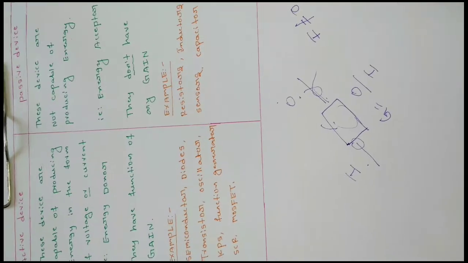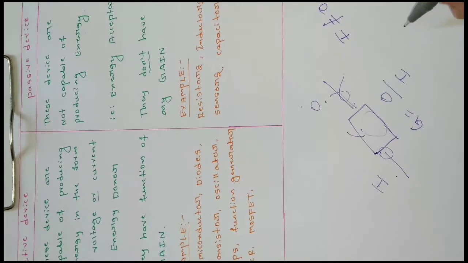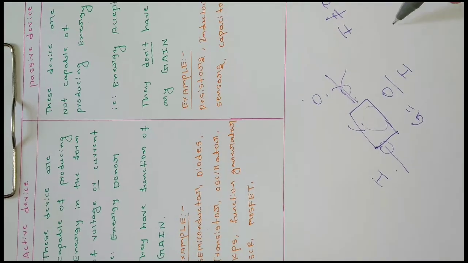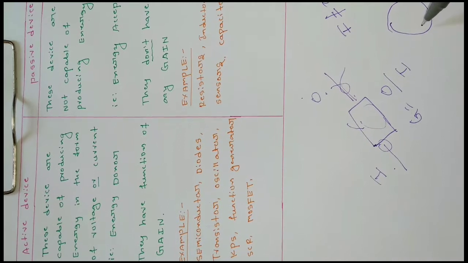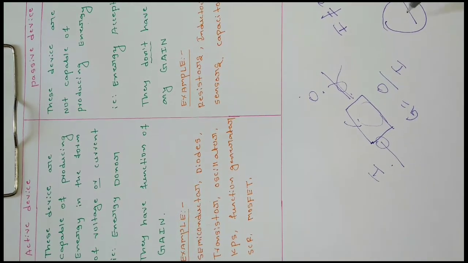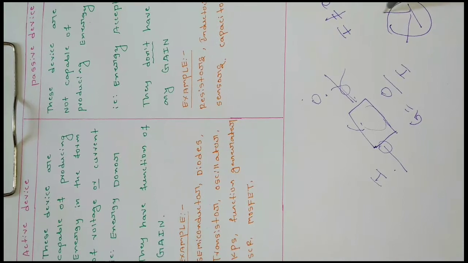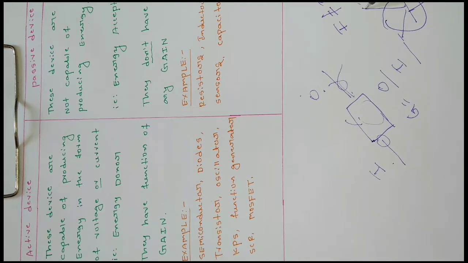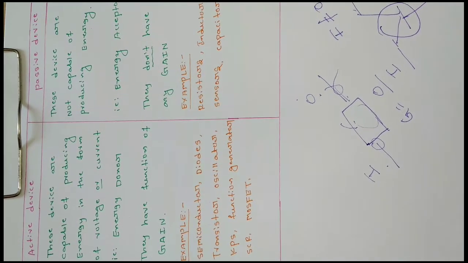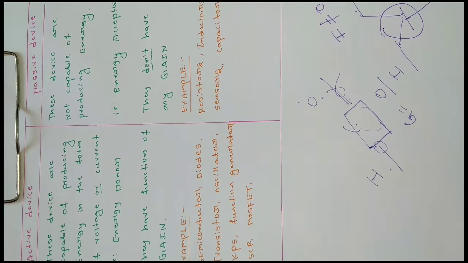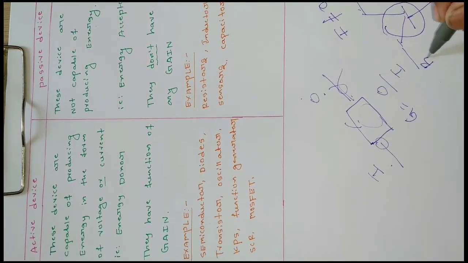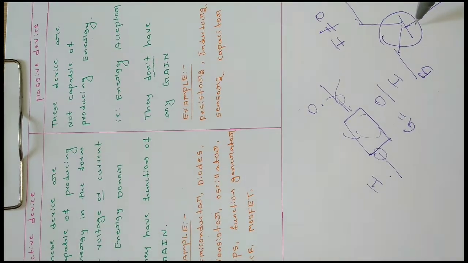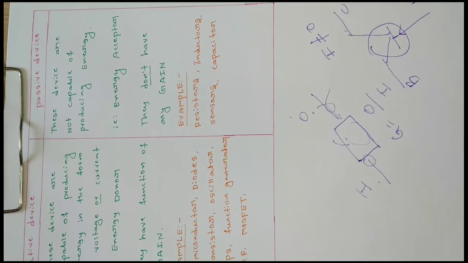Coming to the transistor, we'll take it as an example and figure out why it is called an active device. We know that a transistor has three terminals. Let me draw it like this. This is a transistor, in common emitter configuration. This one is the collector and this one is the base. Let me take an arrow mark inward, so it is an NPN transistor.